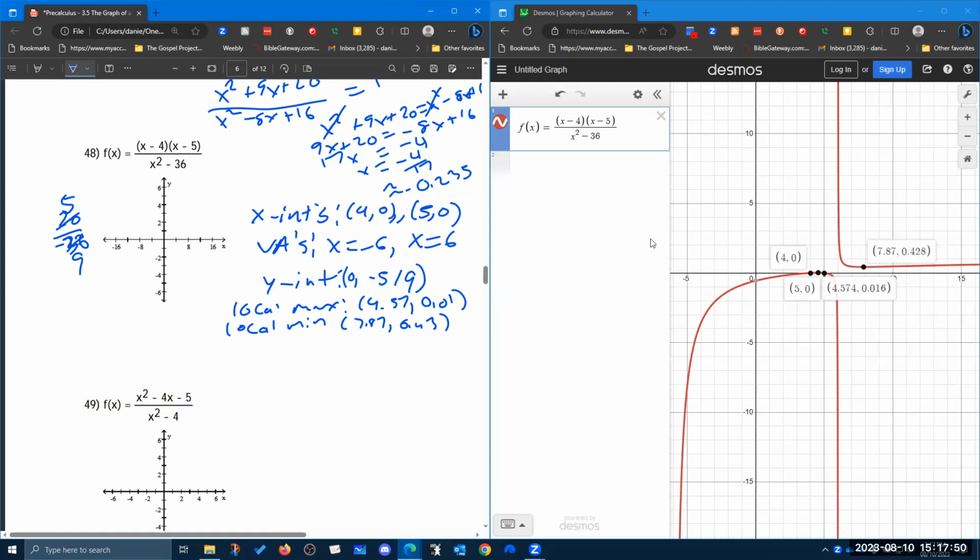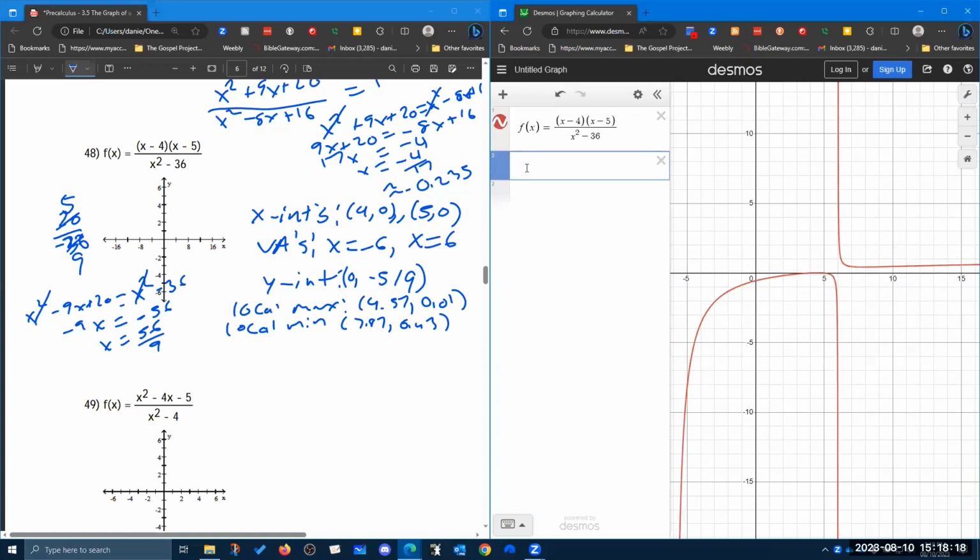Probably. This is x squared minus 9x plus 20 equals x squared minus 36. So, yep, negative 9x equals negative 56. X equals 56 over 9. It's a little bit bigger than 6. So if I put in my horizontal asymptote y equals 1, I'm going to see that it crosses it right there and then comes back and approaches from the bottom.